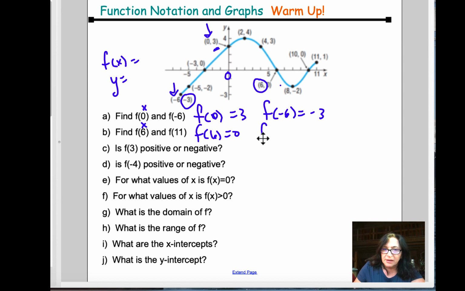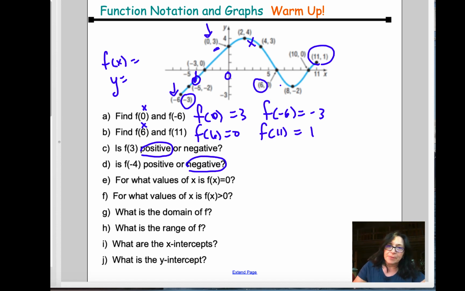F of 11, so what is f of 11? So we're going to find x at 11. Here's 11, and at 11, it's 1. Is f of 3 positive or negative? So where is f of x at 3? 1, 2, 3, and this value is somewhere right around up here. Because it's up above the x-axis, it is positive. F of negative 4, if this is negative 5 here, so negative 4 is about here, that would be down here below, so that's going to be negative, okay?